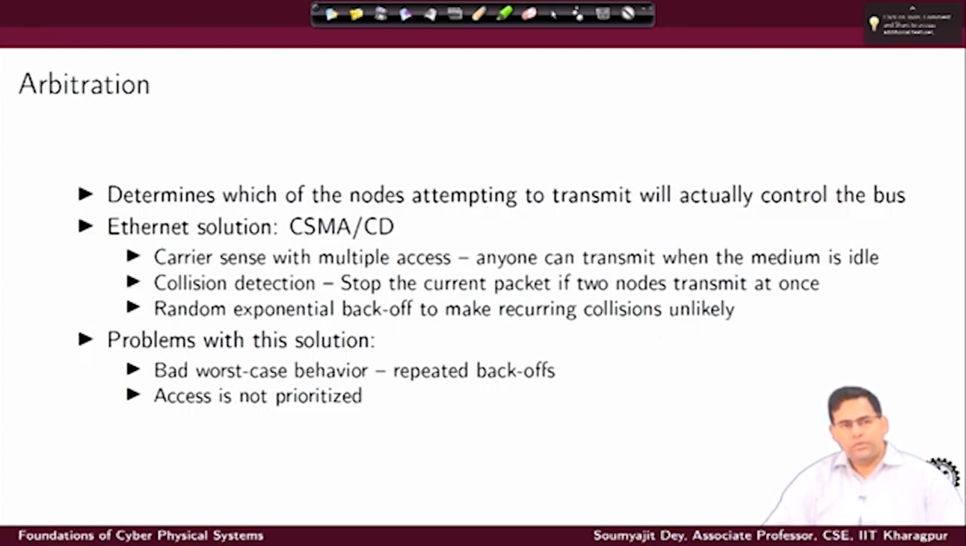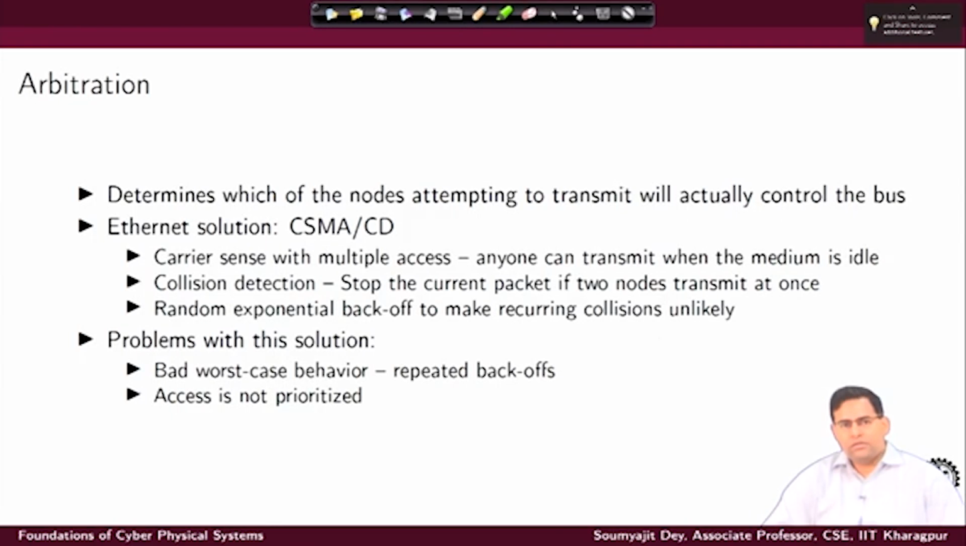type systems, because in such systems anyone can transmit when the medium is idle, and then if there is a collision, that would be detected, and then the current packet transmissions will stop, and each of the nodes would back off for some time, right? And then again they can start probabilistically at a future point of time. Now this may lead to collisions recurring, right?